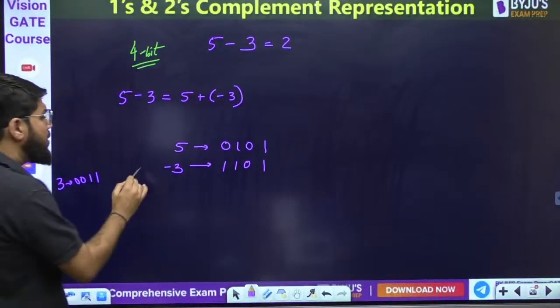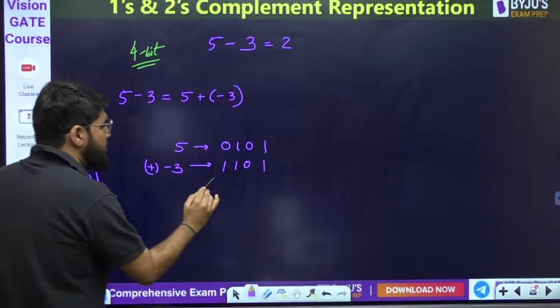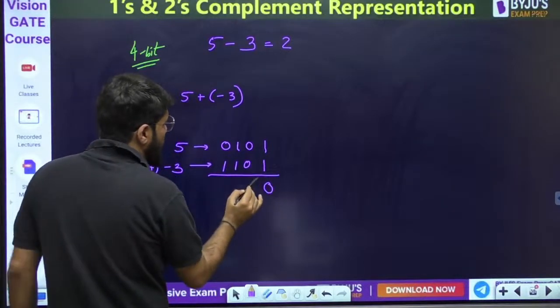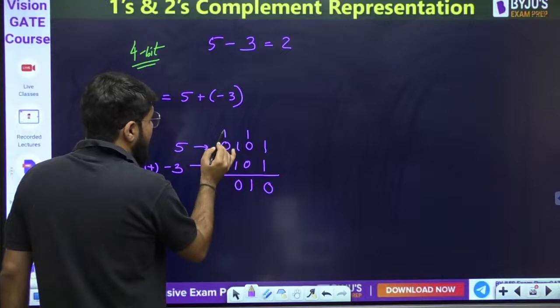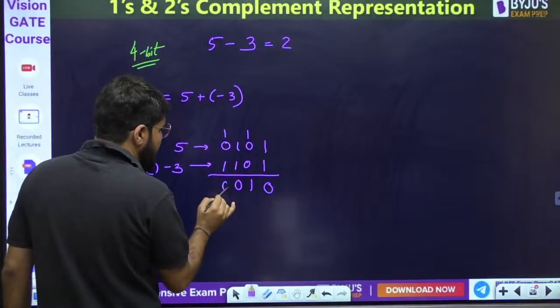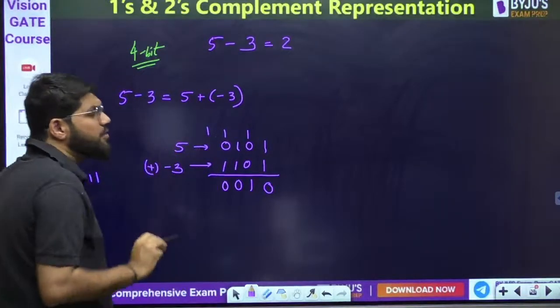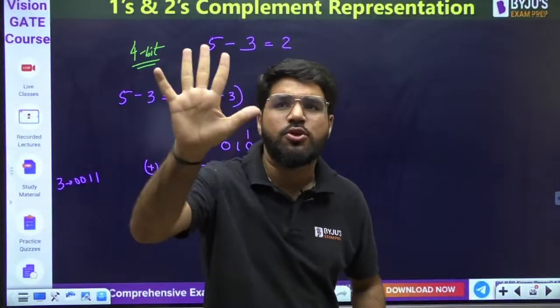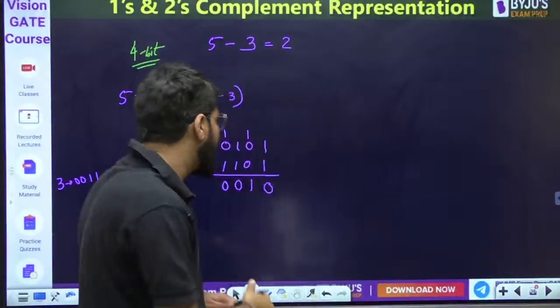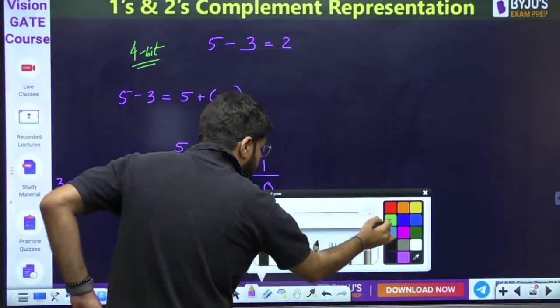Now you are required to add these two, 5 plus minus 3. 1 plus 1, 0, carry 1. 1 plus 0 plus 0, 1. 1 plus 1, 0, carry 1. 1 plus 0 plus 1, so again 1 plus 1, 0, carry 1. Okay, the carry becomes the fifth bit. The machine is only 4 bit. It has only a 4 bit register. It cannot store the fifth bit. It will only store the 4 bit answer. So what is the 4 bit answer?